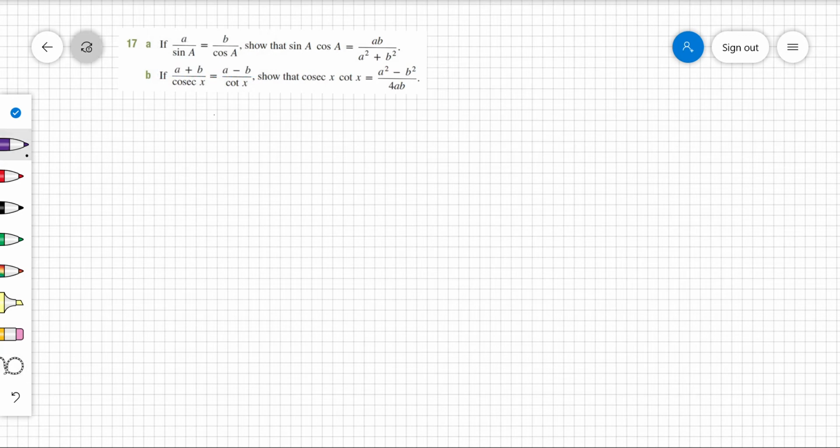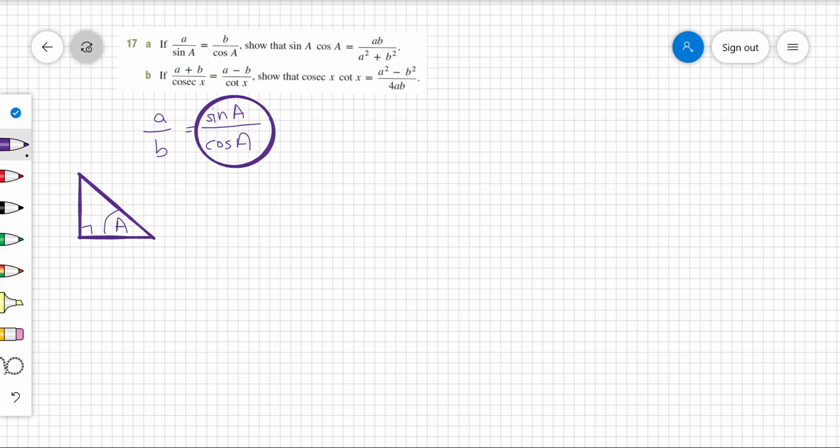So if I make it sine A over cos A, so I've moved the sine A to the other side, and I'm going to move the B to the other side. I get A on B. If you think about your right angle triangle, which comes in useful, if we put a big A angle here, this would be the same as tan A. So tan A, opposite over adjacent, would be A on B, therefore the hypotenuse would be the square root of A squared plus B squared.